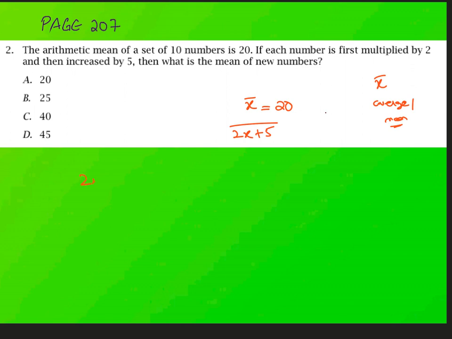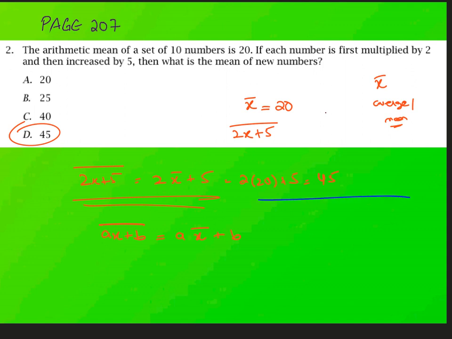Now there are two ways to solve this as well. First, the relationship between means. This actually is equal to 2 times the mean of x plus 5. That's basically 2 times 20 plus 5, which is 45. So it's D. But let's say you don't know this relationship. Although it's very simple, in general you can say the mean of ax plus b is a times x bar plus b. But if you don't understand this, what you can do is you can go for the sum approach.